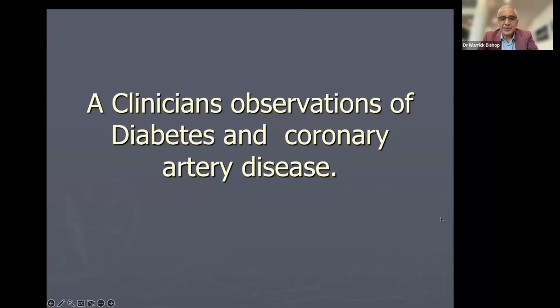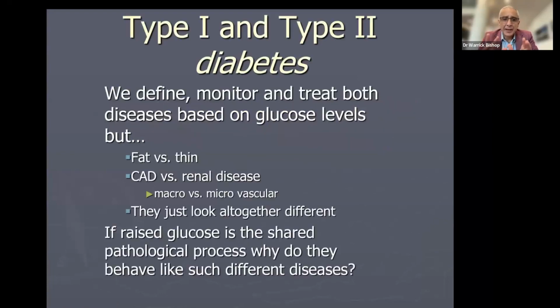I really observed this as a clinician and observed issues regarding diabetes and coronary artery disease. Comparing type 1 and type 2 diabetes in particular, they are clearly different disease processes. Type 2s carrying extra weight, type 1s loss of weight, type 2s cardiovascular disease. We're really talking about macro versus micro vascular changes.